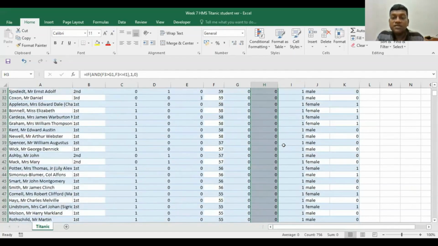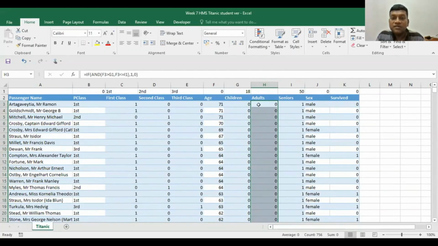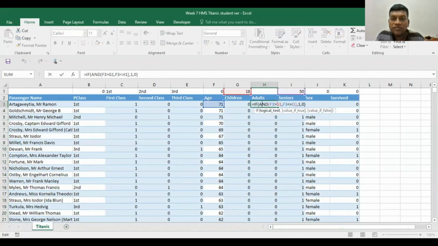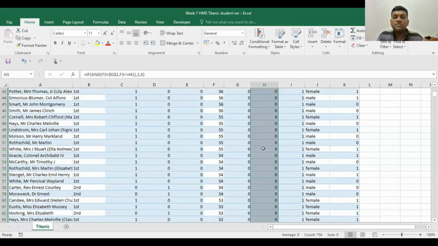Okay, I need to fix the cell referencing. Cell referencing G1 has to be fixed, F4. This should also be fixed, I1. Copying that downwards.